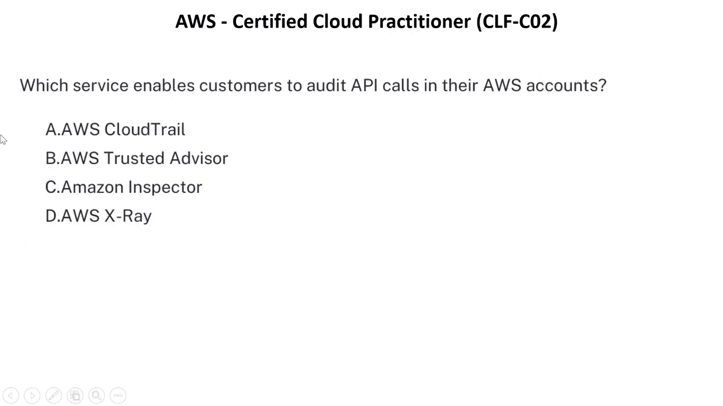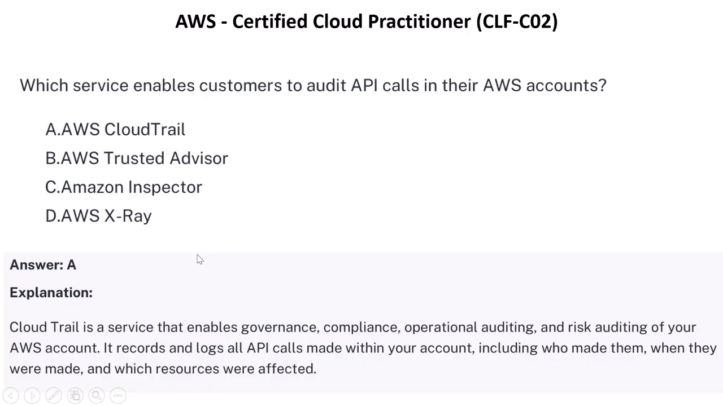Next question. Which service enables customers to audit API calls in their AWS accounts? The options are option A, AWS CloudTrail, option B, AWS Trusted Advisor, option C, Amazon Inspector, option D, AWS X-Ray. The correct answer is option A, AWS CloudTrail.